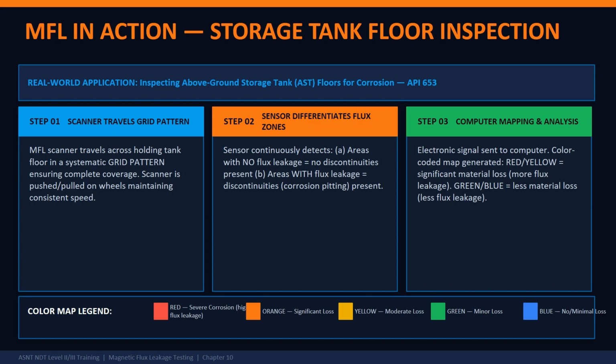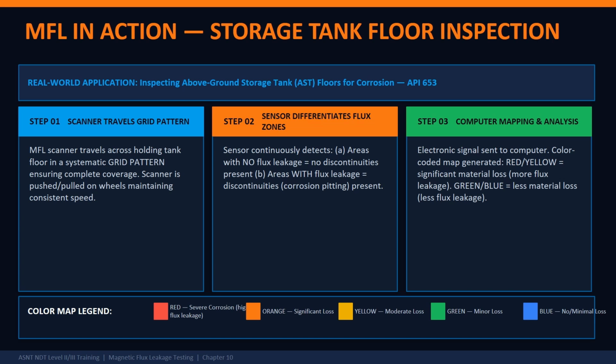Step 2. Sensors monitor leakage zones. Areas without leakage usually indicate sound material. Areas with strong leakage suggest metal loss. Step 3. Software converts signals into color maps. Now pay attention to color interpretation.